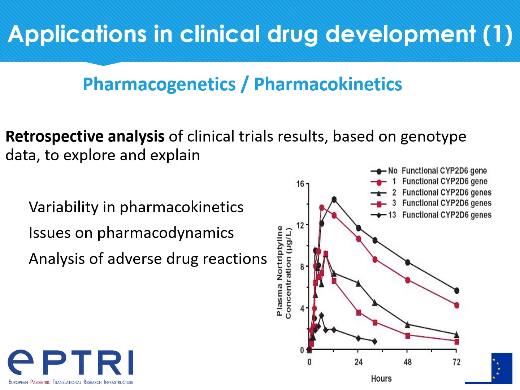The implication of pharmacogenetics in pharmacokinetics may be used for retrospective analysis of clinical trial results based on genotype data in order to explore and explain variability in pharmacokinetics, issues in pharmacodynamics, and analysis of adverse drug reaction.